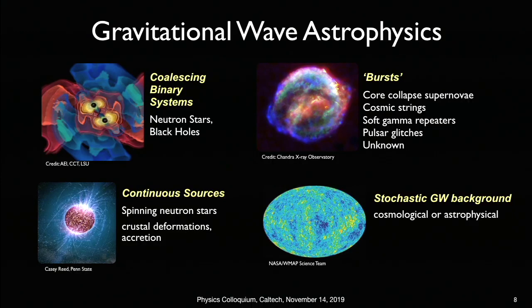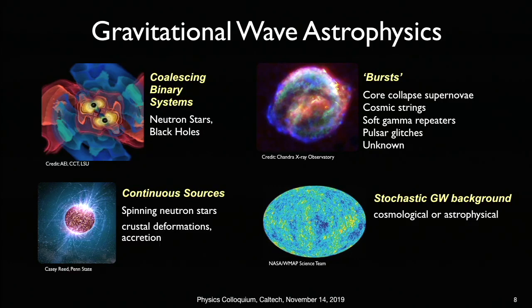So when we talk about gravitational wave astrophysics, there are 4 basic classes of sources that we pursue. There are the coalescing binary systems. That's the system that I talked about earlier, 2 compact objects that inspire and merge. That's the best understood, the best model system, and that's where we've had discoveries so far. I'm going to be saying much more about that in the next few slides.